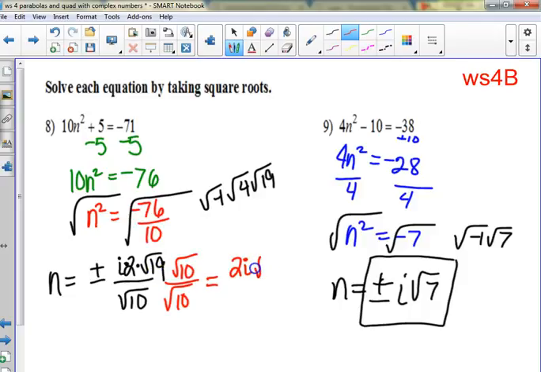19 times 10 is 190, which is 5 times, how many times does 5 go into 190? 38. And 38 is just 19 times 2. So if the only things that go in there are 2, 5, and 19, is that seeming like anything? It's going to be a perfect square. Denominator square root of 10 is 10. I missed my plus or minus.